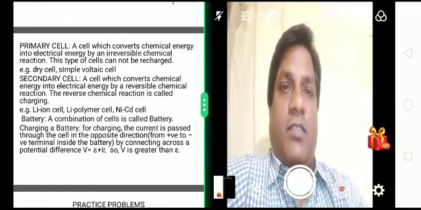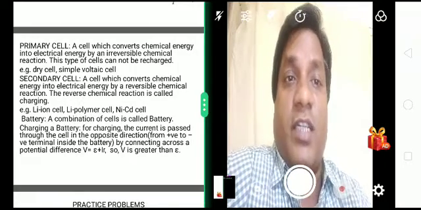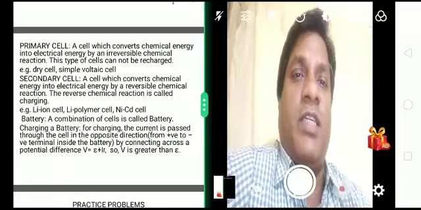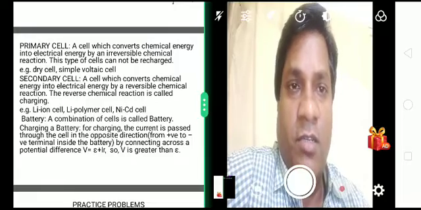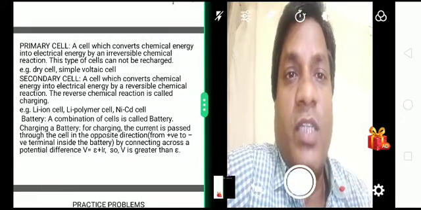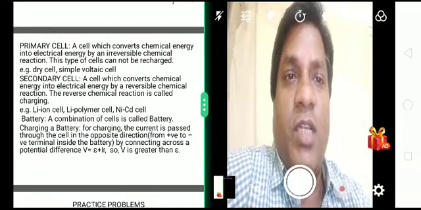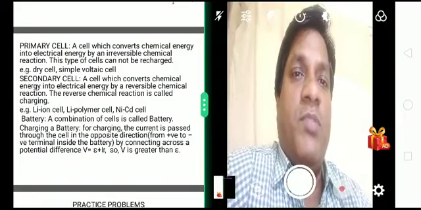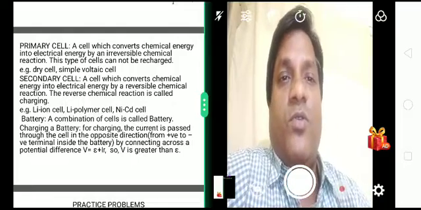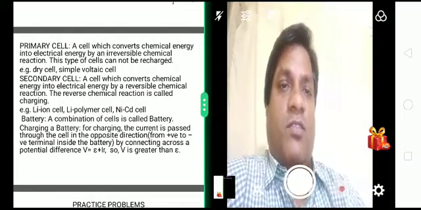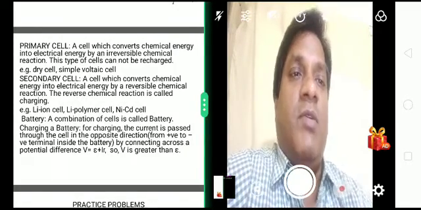Charging of a battery. For charging, the current is passed through the cell in the opposite direction. That means from the positive terminal to the negative terminal inside the battery. Now, since the current inside the battery flows in the opposite direction as compared to the discharging process, the equation V equals E minus IR now becomes V equals E plus IR because the direction of current is reversed. So during the charging process, the terminal potential difference is E plus IR. That means it is greater than the EMF of the cell.